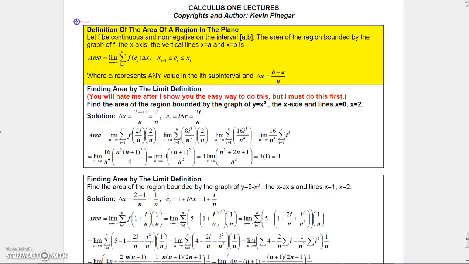Now, let's extend this by talking about the definition of the area of a region in a plane. Let f be continuous and non-negative on the interval from a to b. The area of the region bounded by the graph of f, the x-axis, and the vertical lines x equals a and x equals b is the limit of the sum as i equals 1 to n of f of c sub i delta x, where c sub i is any number between x sub i minus 1 and x sub i. So in other words, any number within the ith subinterval. And delta x, of course, is what it's always been, b minus a over n.